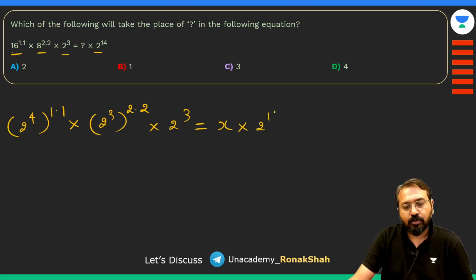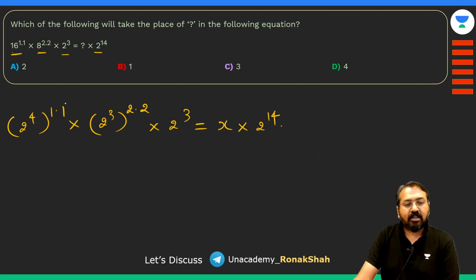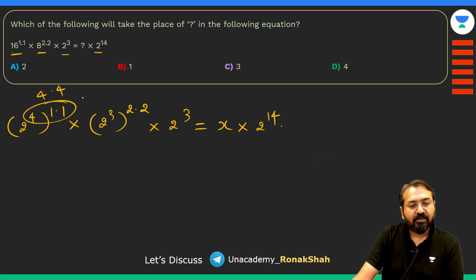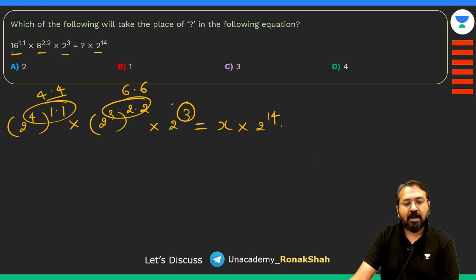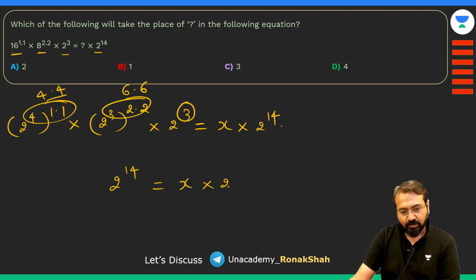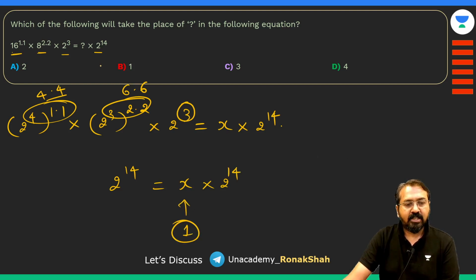into 2 raised to 14. Okay, so if I just check, this power is 4.4, this power is 6.6, and this is 3. So add these powers, it will come out to be 2 raised to 14, which is equal to x into 2 raised to 14. Isn't that? So x has to be equal to 1. That's your answer. So this was an easy question.